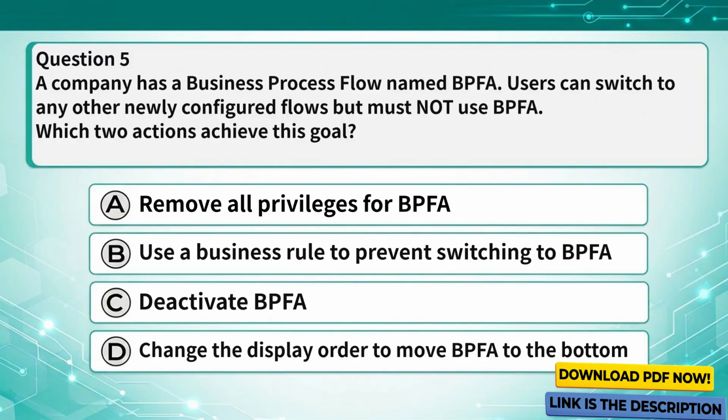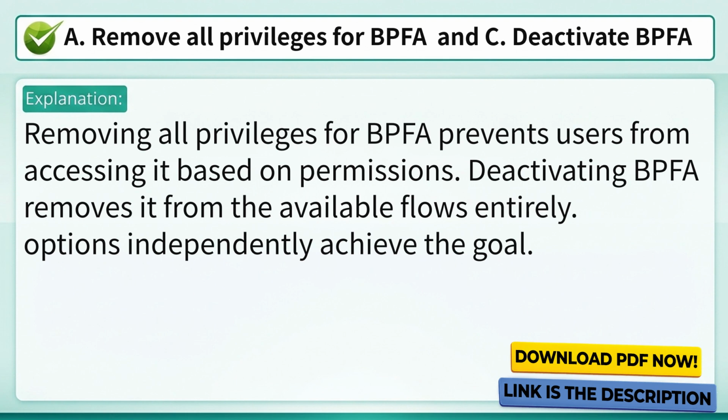Question 5. A company has a business process flow named BPFA. Users can switch to any other newly configured flows but must not use BPFA. Which two actions achieve this goal? A. Remove all privileges for BPFA. B. Use a business rule to prevent switching to BPFA. C. Deactivate BPFA. D. Change the display order to move BPFA to the bottom. Correct answer: A. Remove all privileges for BPFA and C. Deactivate BPFA. Explanation: Removing all privileges for BPFA prevents users from accessing it based on permissions. Deactivating BPFA removes it from the available flows entirely. Both options independently achieve the goal.